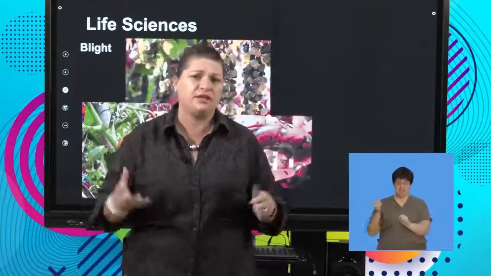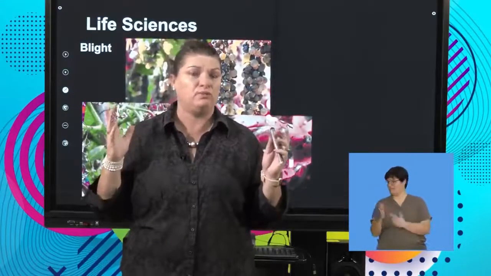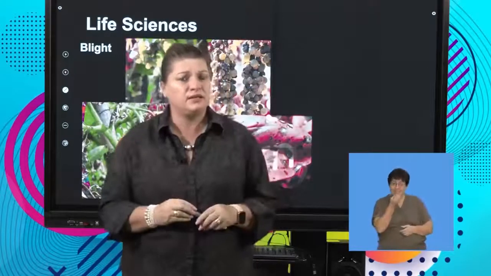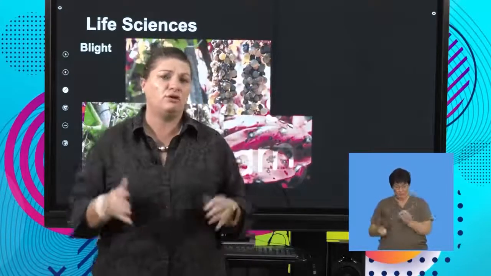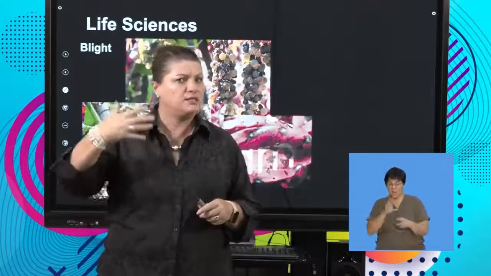Right, guys, our last one is blight, or there's also rust, and this affects plants. And you're thinking to yourself, okay, what do plants have to do with it? Guys, you need to eat them. Farmers need to grow them. And our farmers need to be able to grow fruit that they can sell, that they can use.